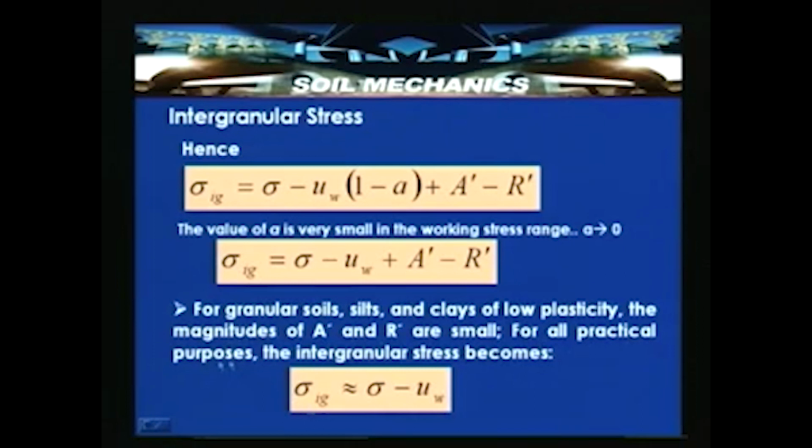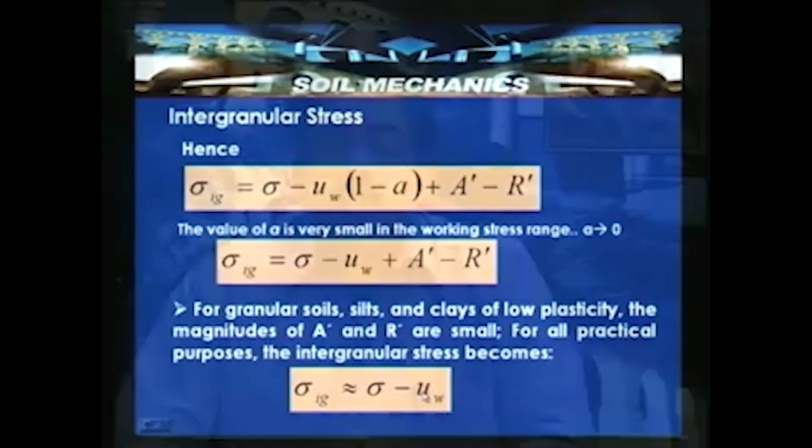And for all practical purposes, the intergranular stress now becomes sigma Ig equal to sigma minus Uw. So, here for granular soils, silts and clays of low plasticity, the difference between A dash and R dash is negligible. So, we can write sigma intergranular stress, which is nothing but effective stress, is equal to sigma minus the pore water pressure. So, this deliberation we are discussing is to look into the difference between the two terminologies, effective stress and intergranular stress.